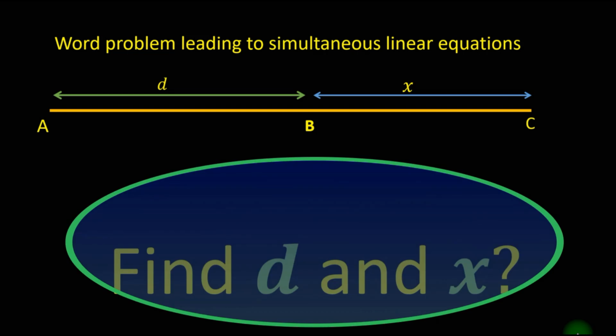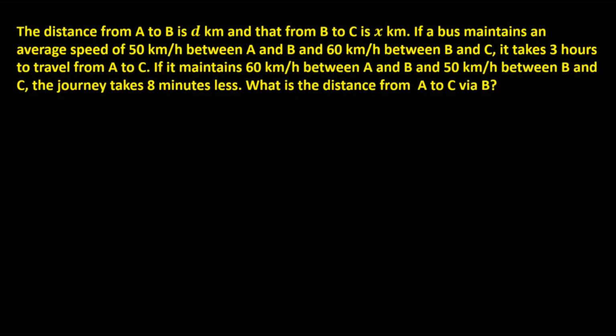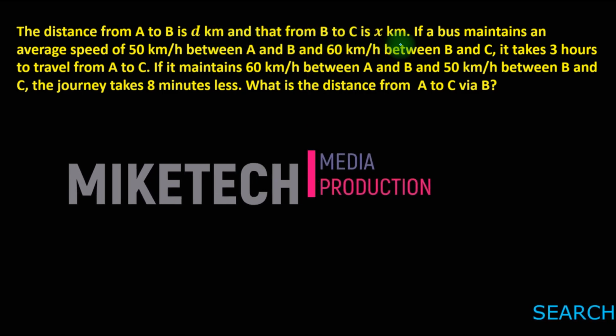Today we are going to look at word problems that lead to a simultaneous linear equation. And here we have the question. The distance from A to B is d kilometers and that from B to C is x kilometers.